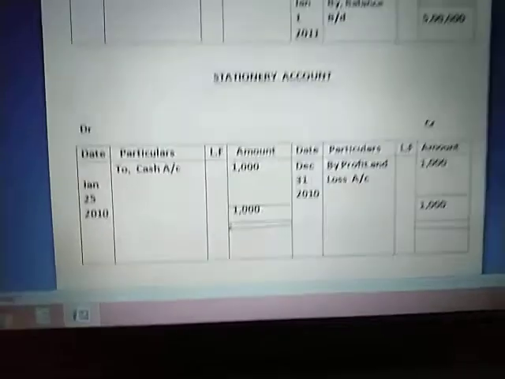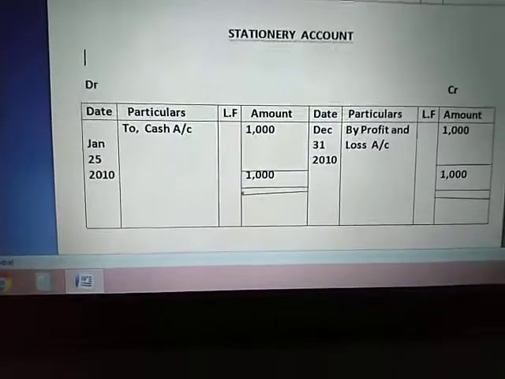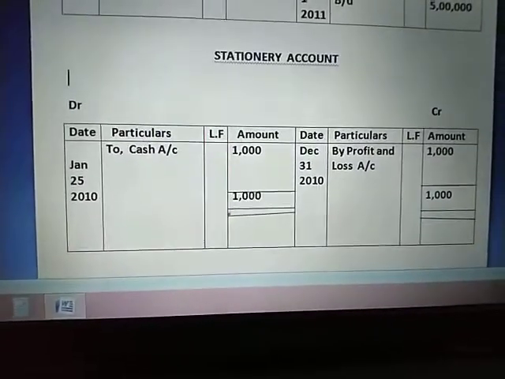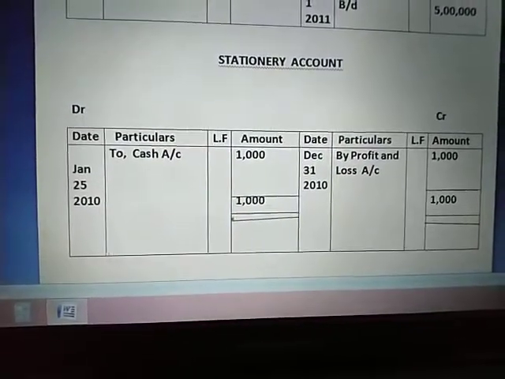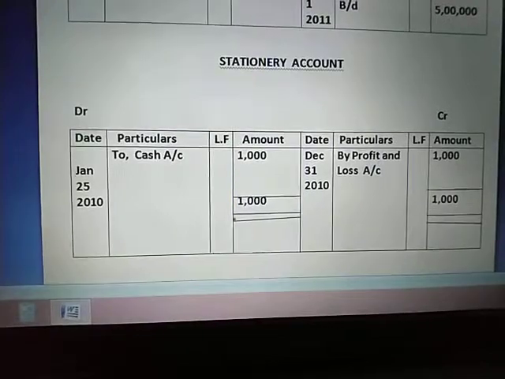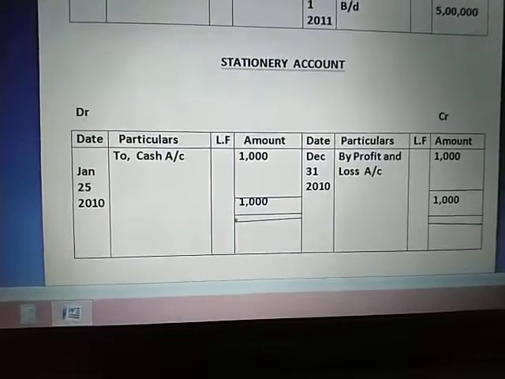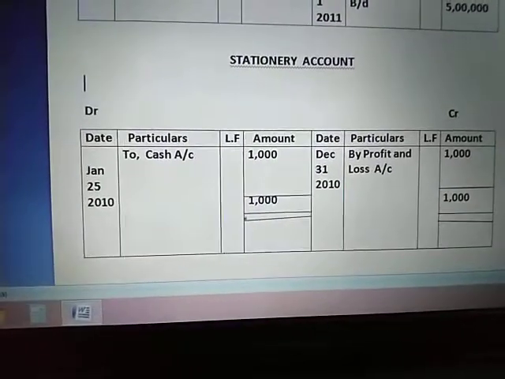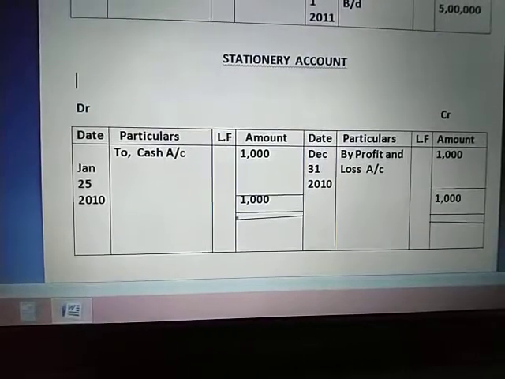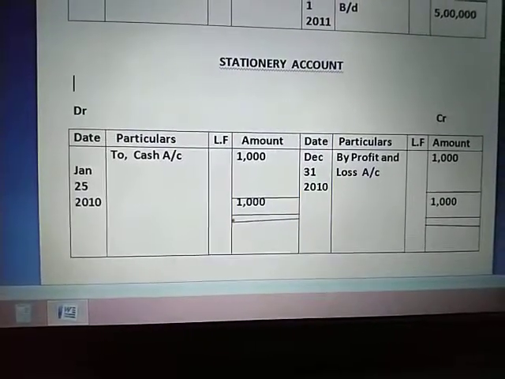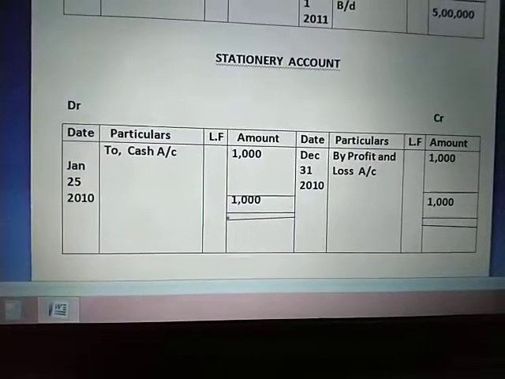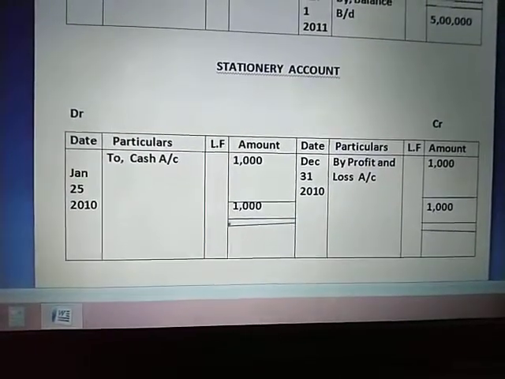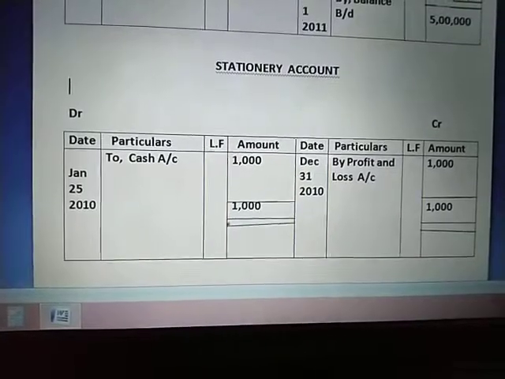So all these indirect expenses which are not related to production of goods and services, we transfer them to the profit and loss account. Okay, so the first entry is Jan 5, 2010 we had purchased stationery for cash, so it is written as to cash account 1,000, and for balancing it we have to transfer it to PL account by rupees 1,000.